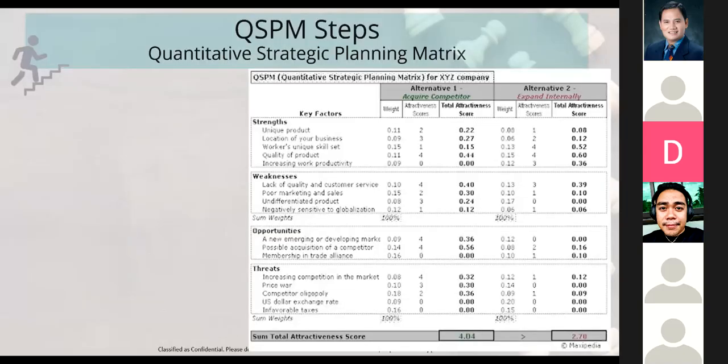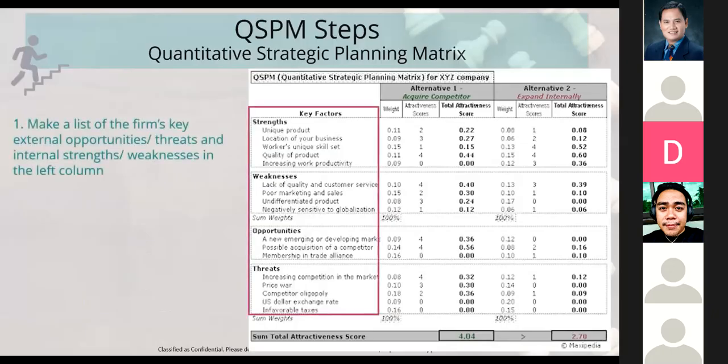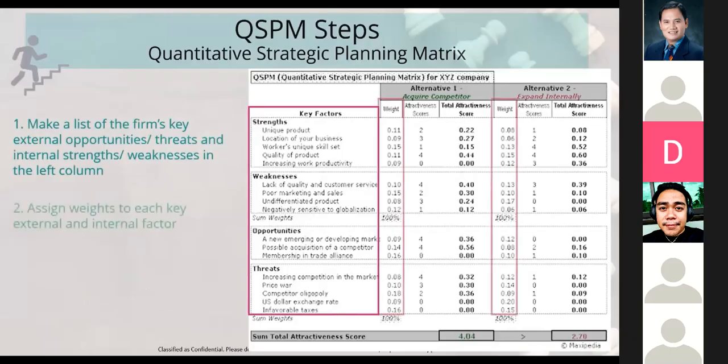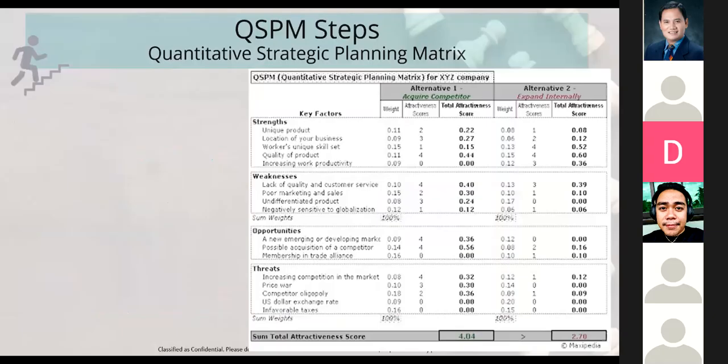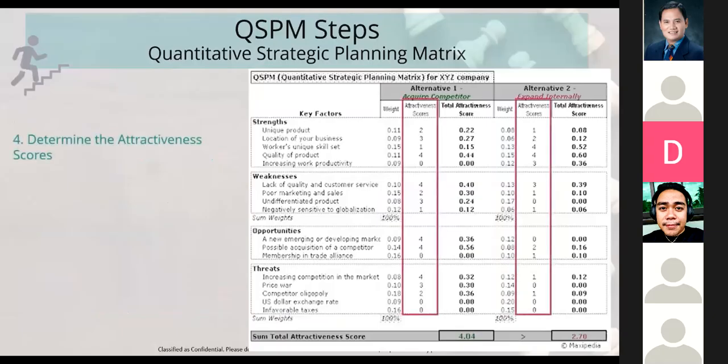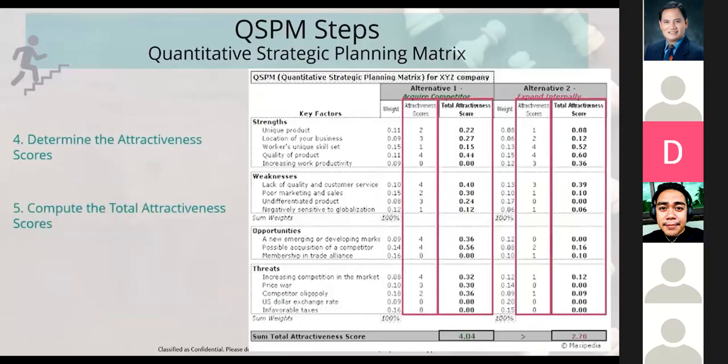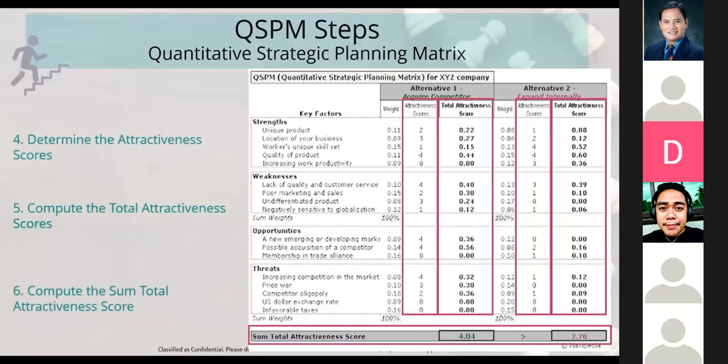For the QSPM steps, first we have to make a list of the firm's key external opportunities and threats, and internal strengths and weaknesses in the left column. So we have to list down all the key factors. Next is to assign weights to each key internal and external factor. Number 3 is to examine the Stage 2 matrices and identify alternative strategies that the organization could consider implementing. Number 4 is to determine the attractiveness scores. Number 5 is to compute the total attractiveness scores. Last is to compute the sum total attractiveness score.